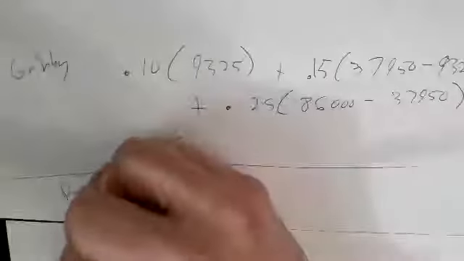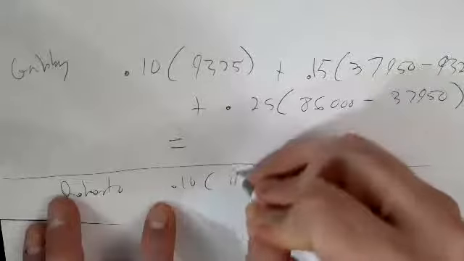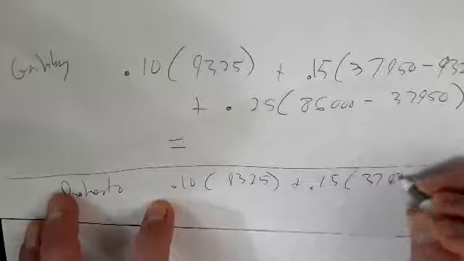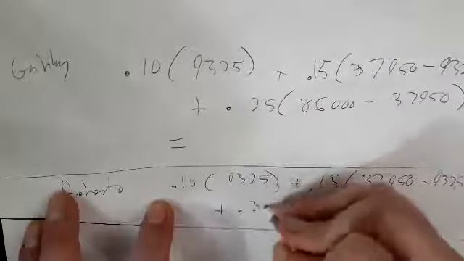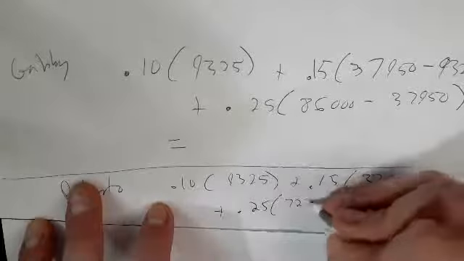So this is Gabby. I'm going to go ahead and write Roberto right underneath her, because if I have Gabby's up there, I can fill this out a lot quicker. Roberto's is going to look very similar, except for his last bracket, he's only going up to 72,200.